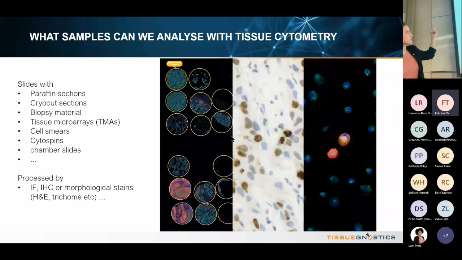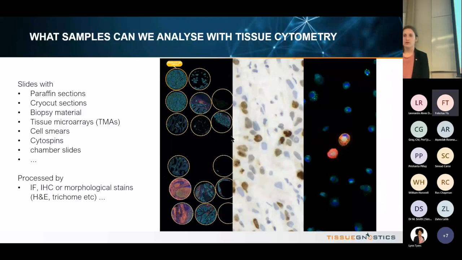You can also scan cell smears, cytospins, chamber slides, and so on, but they should be processed with some kind of staining method. So either immunofluorescence or immunohistochemistry or all different kinds of morphological stains like H&E or trichrome staining, etc.